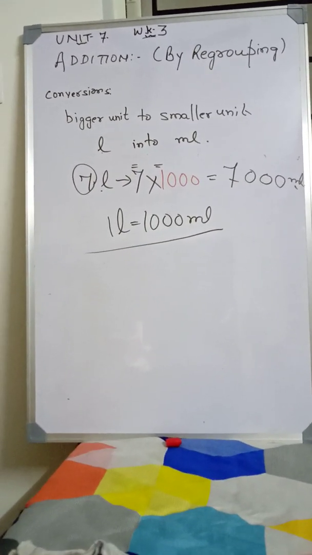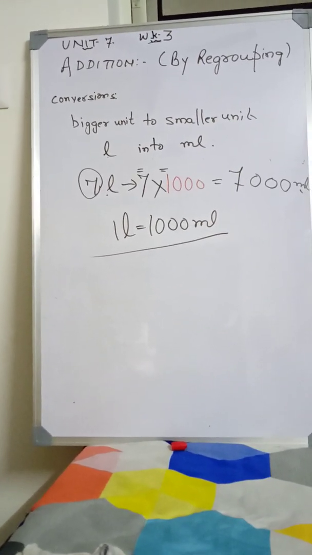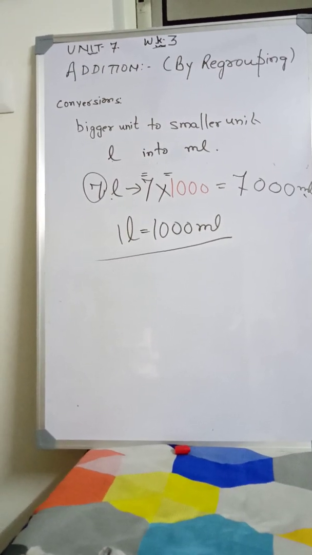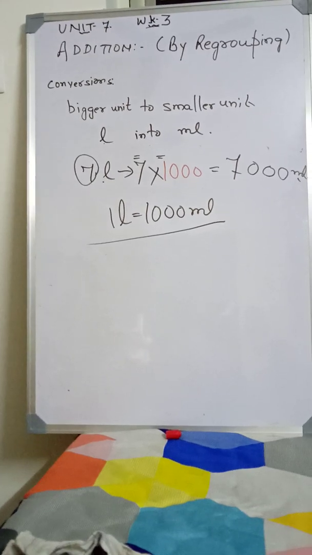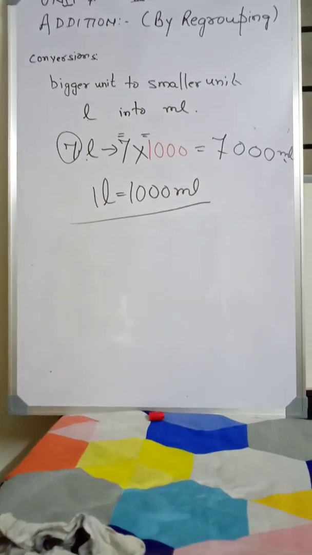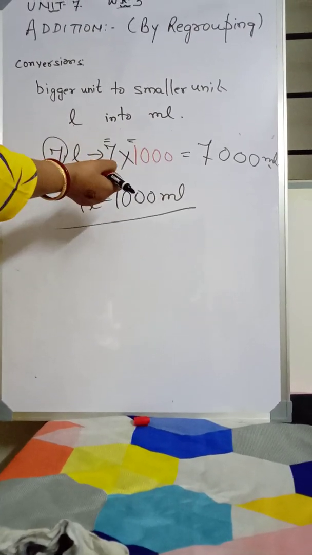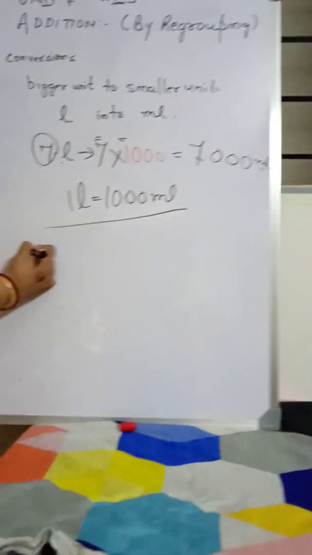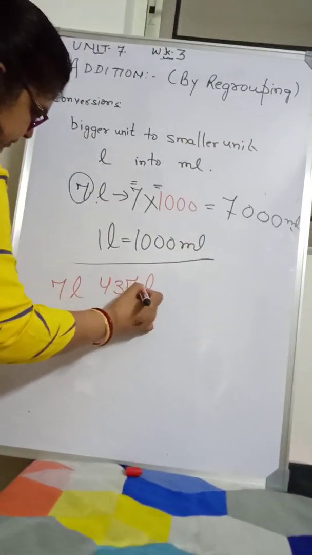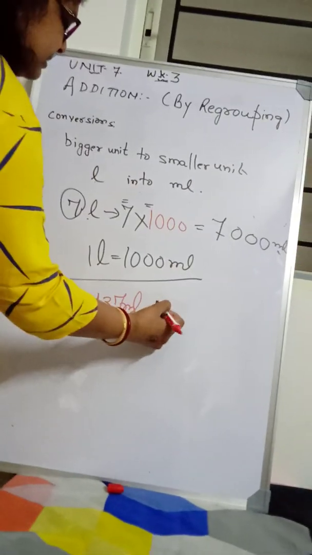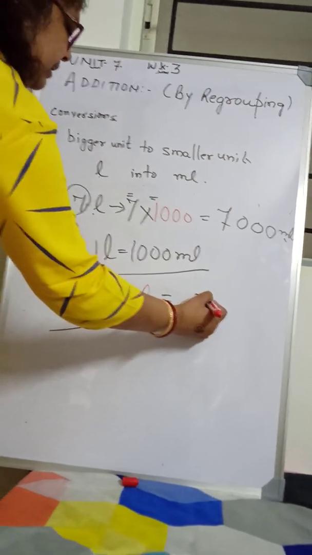Now let us come to the point that whenever we are going to convert liter into milliliter, what we have done? We just multiply it. Now let us take another example. 7 liter, 437 milliliter. So we have to convert this number, 7 liter and 437 milliliter, into milliliter.